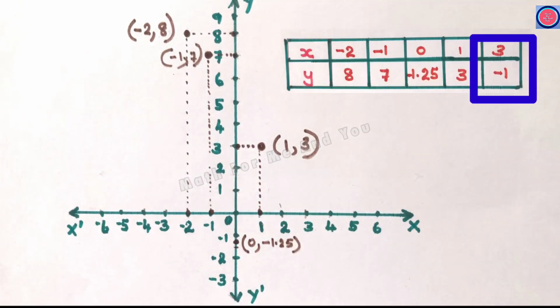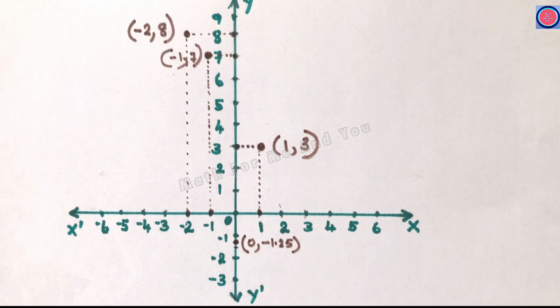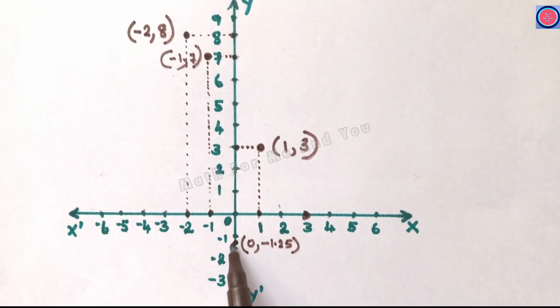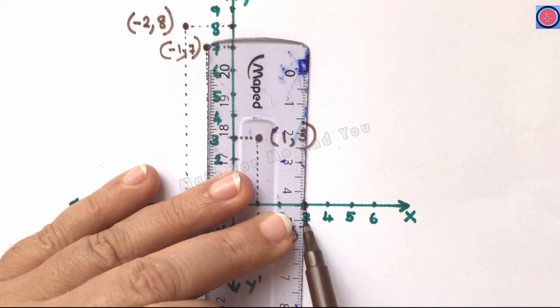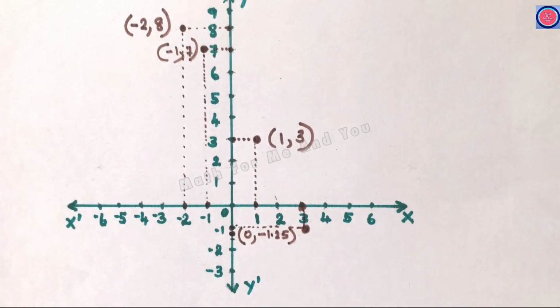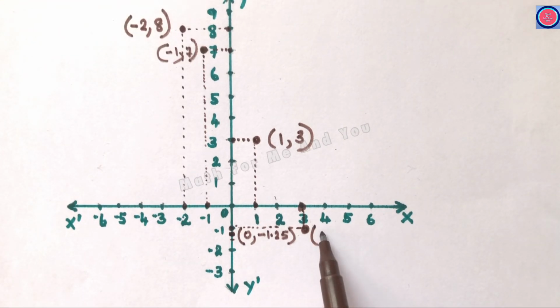Last point is (3, -1). That means the x number is 3 and y number is -1. So what to do? Select 3 on the x-axis, -1 on the y-axis. Draw perpendiculars from 3 and -1. Mark the meeting point and the point will be (3, -1). So we can see the point (3, -1).